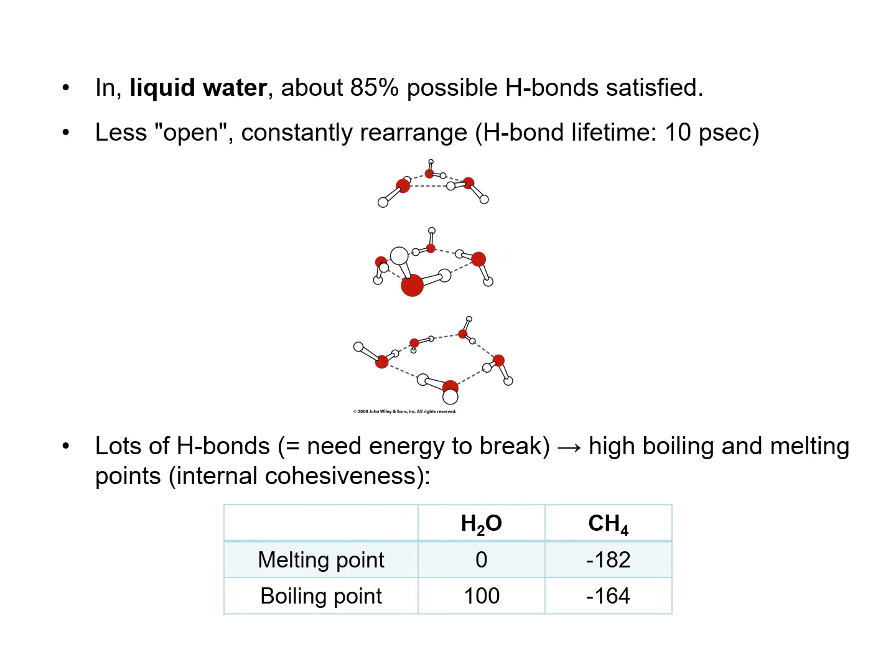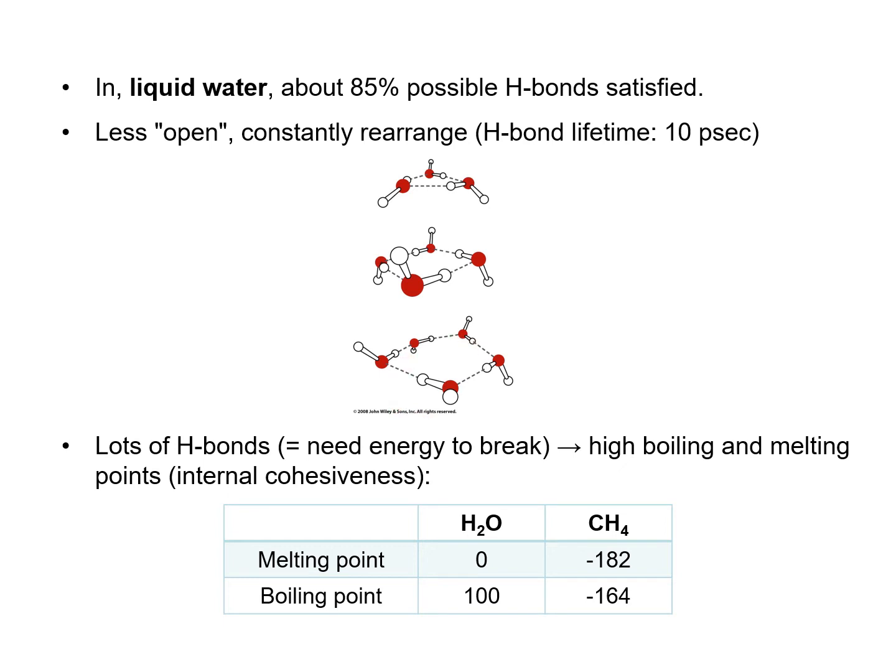In liquid water, only about 85% of possible hydrogen bonds are satisfied, so it is a less open structure than ice. And the water molecules constantly rearrange with high dynamics. So the hydrogen bond life cycle is only 10 picoseconds. And a hydrogen bond network can form among 3 water molecules, 4, 5, or even 6.